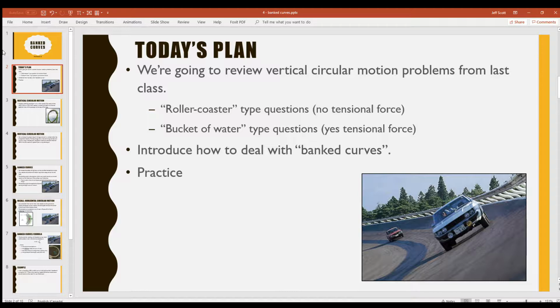And then we also had bucket of water type questions where we had a bucket of water and we're swinging it around in a circle. There was a tensional force in these questions. In other words, a force that was contained in the rope or the string or whatever was holding the object that we were spinning around.